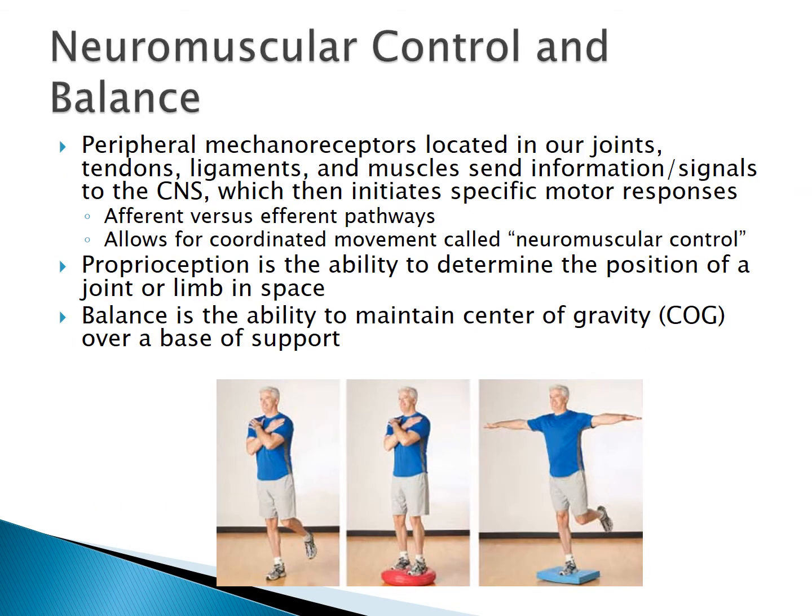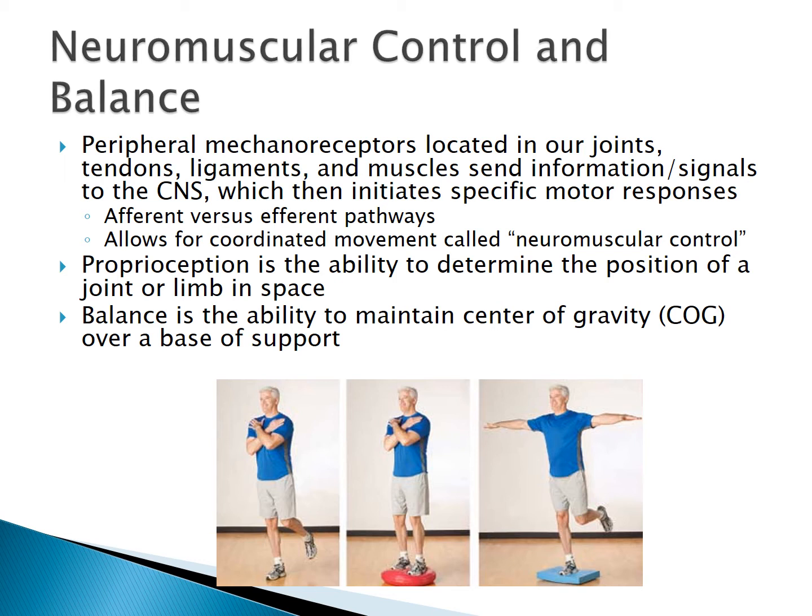Our central nervous system is constantly taking in information from peripheral mechanoreceptors located in our joints, tendons, ligaments, and muscles. These receptors send information to the CNS that then responds by initiating specific motor responses. Signals sent from the peripheral receptors to the CNS travel what are called afferent pathways. The motor response from the CNS to the muscles travels in an efferent pathway.